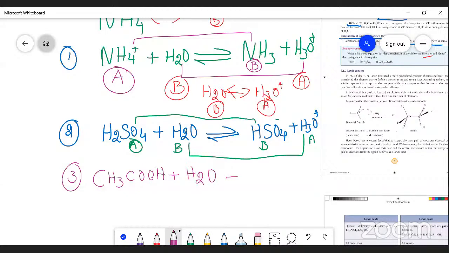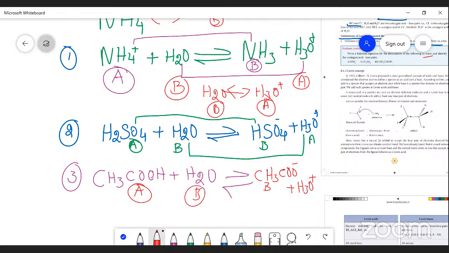What is going to happen? Acetate ion, CH3COO minus plus. So acetic acid becomes acetate ion. It releases the protons. Since it's an acid, the acetate ion is its conjugate base. And the H2O is a base, accepting the H plus ion.